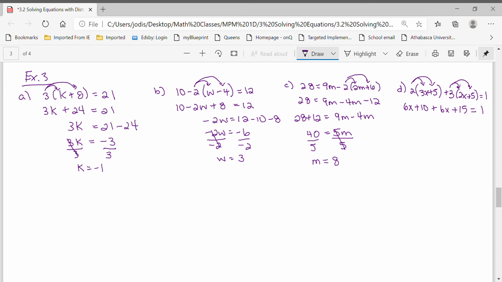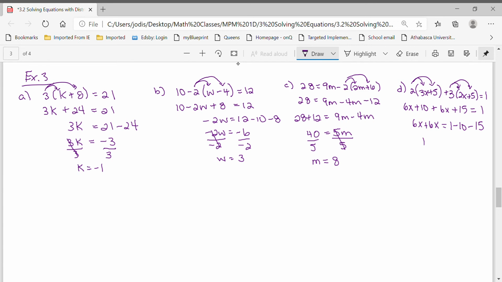So now, again, we're going to collect our like terms. So we're going to have x's on one side and constants on the other. So we've got a 6x plus a 6x here, and then on the other side, we have 1. Now undo your operations, so a positive 10 becomes a negative 10, and a positive 15 becomes a negative 15.